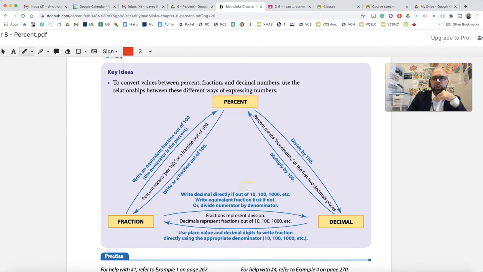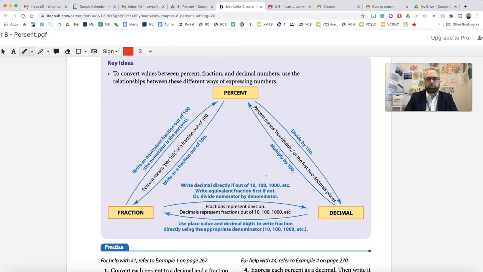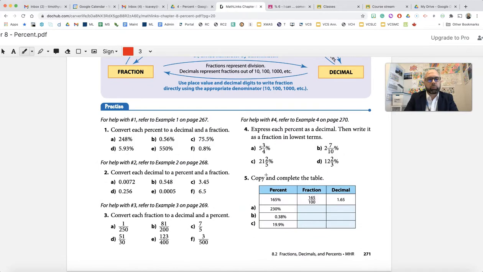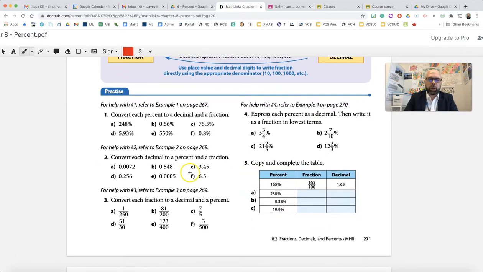And here they give you sort of a map if you get a little bit lost. How do you convert back and forth? I'm not going to read all of these arrows, but it might be handy. Then we get into the problems.